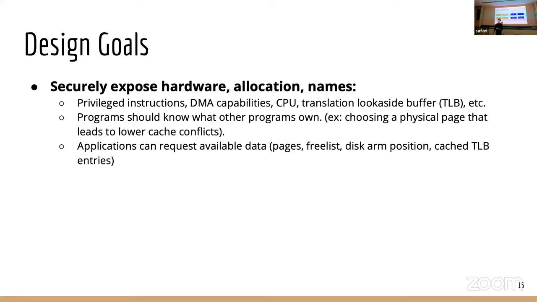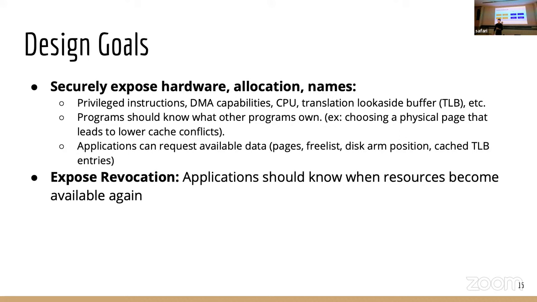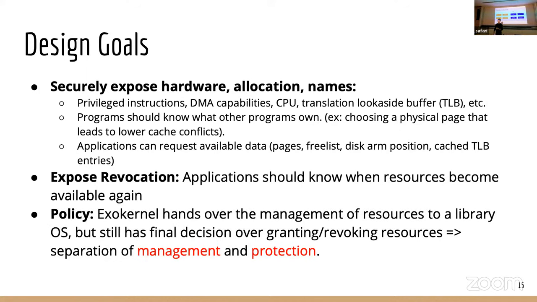Additionally, we also want to expose names so that applications can request available data and they can know what they are requesting. An example of what can be named is physical pages, pages that are part of the free list, the disk arm position, cache TLB entries, and I'm sure you can imagine many more. The second design goal of IGIS is that we want to expose revocation. The main idea here is that we want applications to know when resources become available again so that they can request them. And the third design goal is a rigid policy.